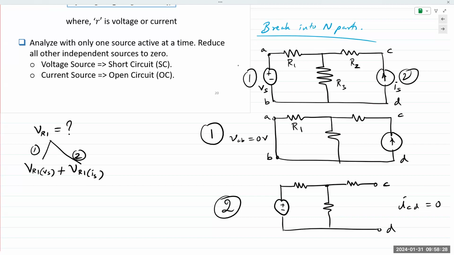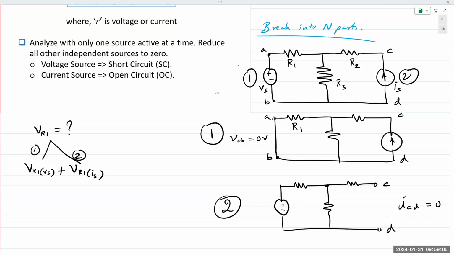Okay, so if I wanted to find the voltage across any resistor or any component, I would have to analyze it twice. Well, actually, I have to analyze it n number of times for n number of sources in the circuit. If I had 3 sources in the circuit, I would have to analyze the circuit 3 times just to find one quantity. 3 separate analyses to find one single quantity. It's important that students understand that.